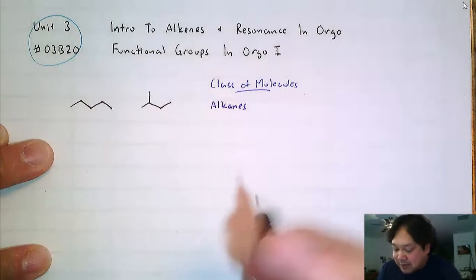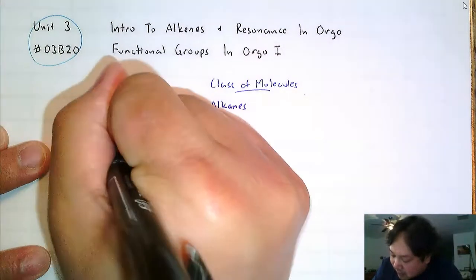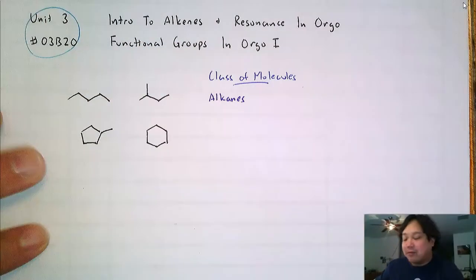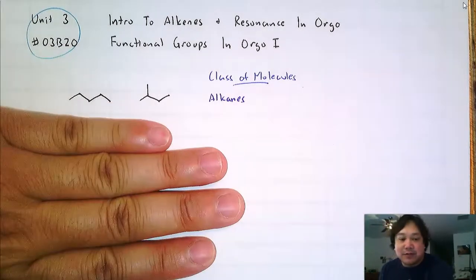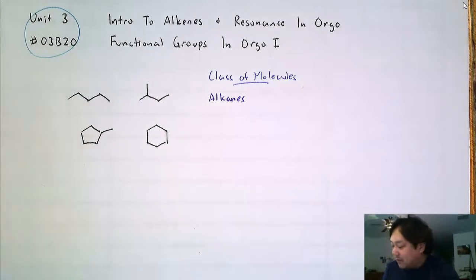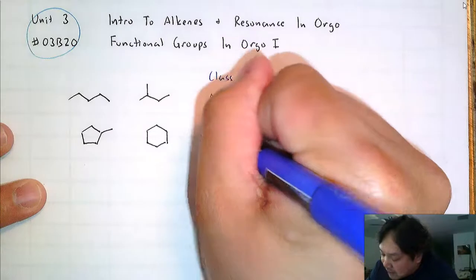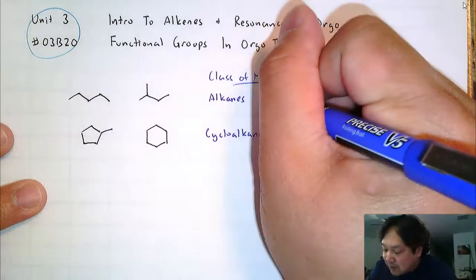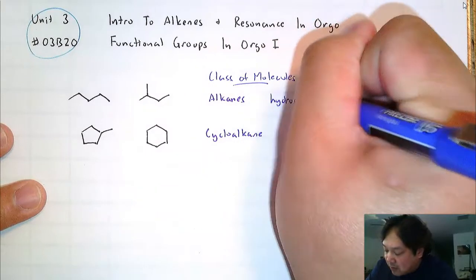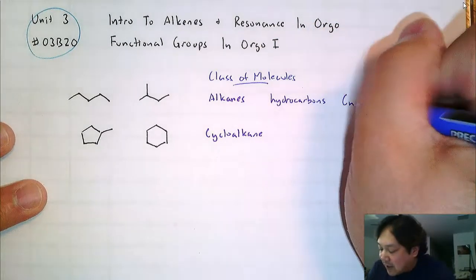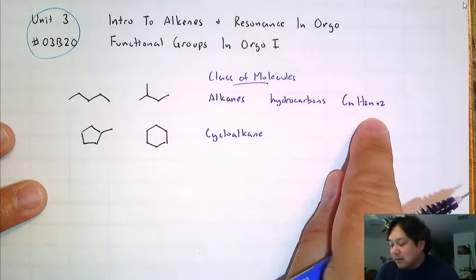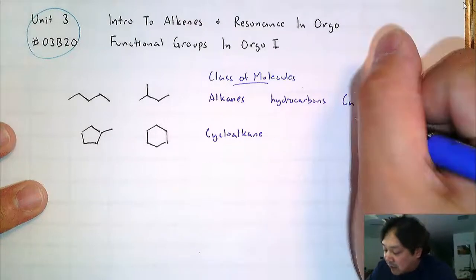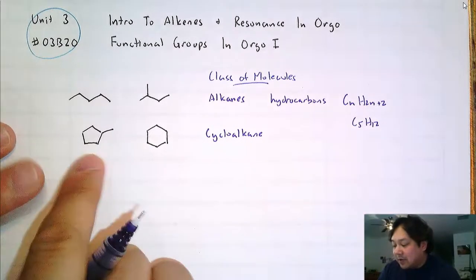With alkanes, we also learn cycloalkanes, and maybe we can have methylcyclopentane and cyclohexane. Do you notice what I'm doing? I'm drawing isomers. So these two are constitutional isomers of each other, and these two are constitutional isomers of each other. I separated them because cycloalkanes follow a different molecular formula than alkanes. Alkanes are hydrocarbons that fit the molecular formula CnH2n+2. So this has 5 carbons, so you would expect that it has 12 hydrogens, C5H12. Cycloalkanes don't follow this formula.